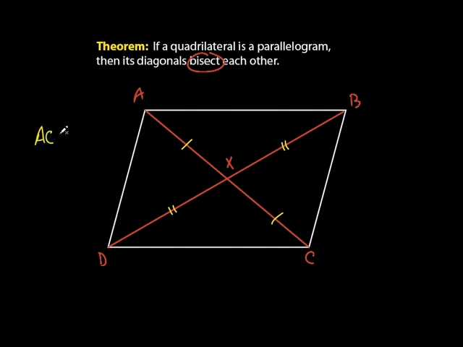What if I told you that the length, or the measure, of AC was, I don't know, 12. And then I asked you to solve for AX. Okay, that would actually be pretty easy. So if AC was 12, remember, these are diagonals of a parallelogram. It's being bisected, so AX must be half of 12, so it must be 6. So that would be 6, and that would be 6. You get the idea.